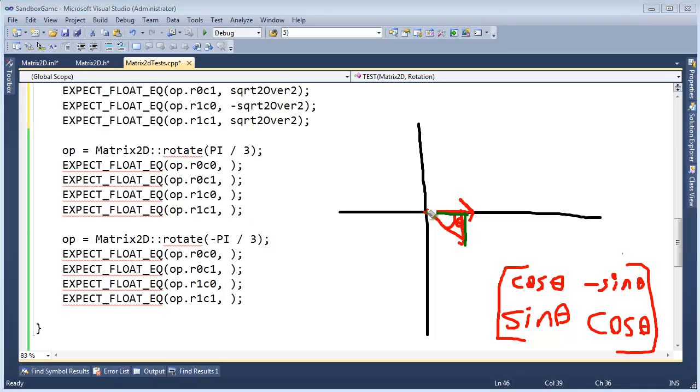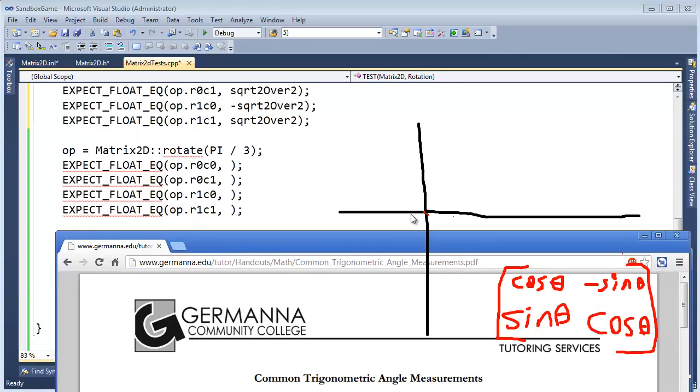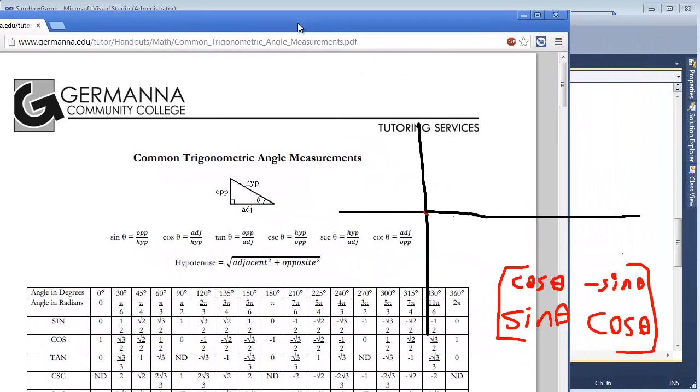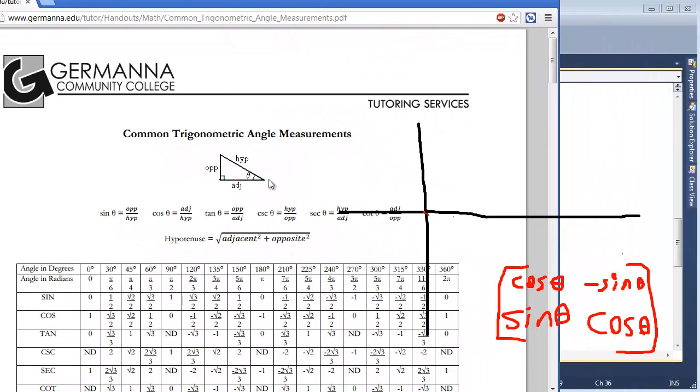Pi over 3. Let's clear this out and start over. Pi over 3, that's a common angle as well. In fact, if we hit Google here, I'm going to bring that chart back up that I had in the previous video. So pi over 3 is right here. The sine is root 3 over 2, and the cosine is 1/2.